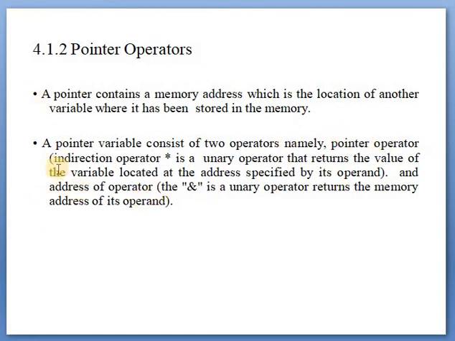First, the pointer operator, the indirection operator, that is a star, is a unary operator that returns the value of the variable located at the address specified by its operand. This star is a unary operator and it will show the actual value of the variable whose address is stored in the pointer variable. And the address-of operator, that is an ampersand, is a unary operator that returns the memory address of its operand. Means this star returns the actual value of the variable and the ampersand returns the memory address of that operand.